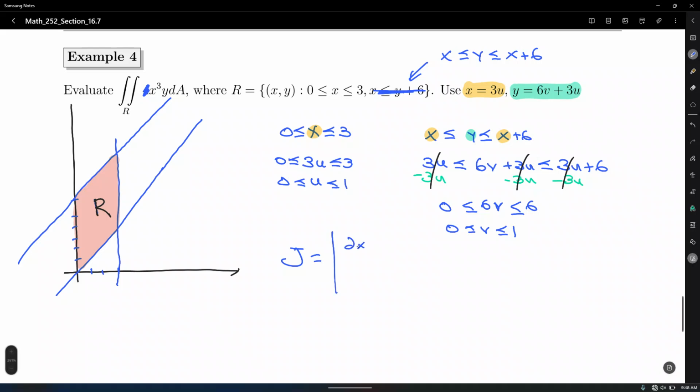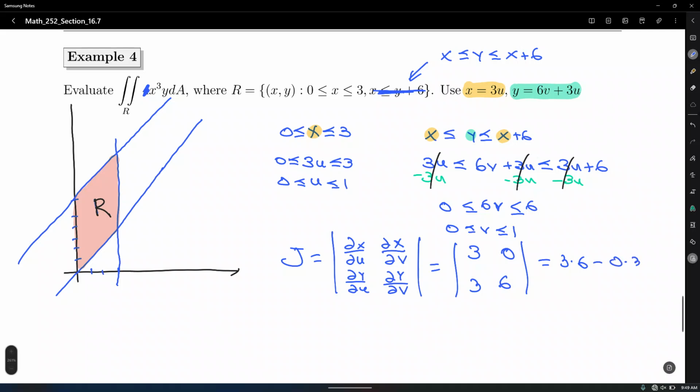J equals the partial of x with respect to u, the partial of x with respect to v, the partial of y with respect to u, and the partial of y with respect to v. The partial of the x equation with respect to u, isn't that 3? The partial of the x equation with respect to v, oh, there is no v, it's 0, right? The partial of the y equation, the one in green, with respect to u, careful, that's 3. And the partial of the y equation with respect to v, that's 6. What is that? 3 times 6 minus 0 times 3. That equals 18. And in this case, we don't need to take any absolute value because the result is positive. So we're good.